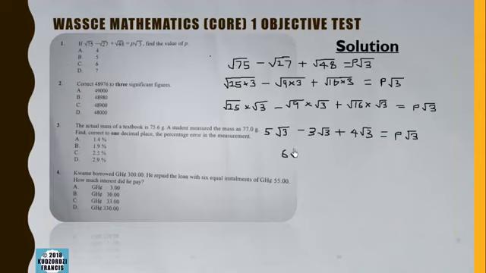We simplify further to obtain 6 root 3 is equal to p root 3. So dividing through by root 3, we get p to be equal to 6. So the correct answer is C.